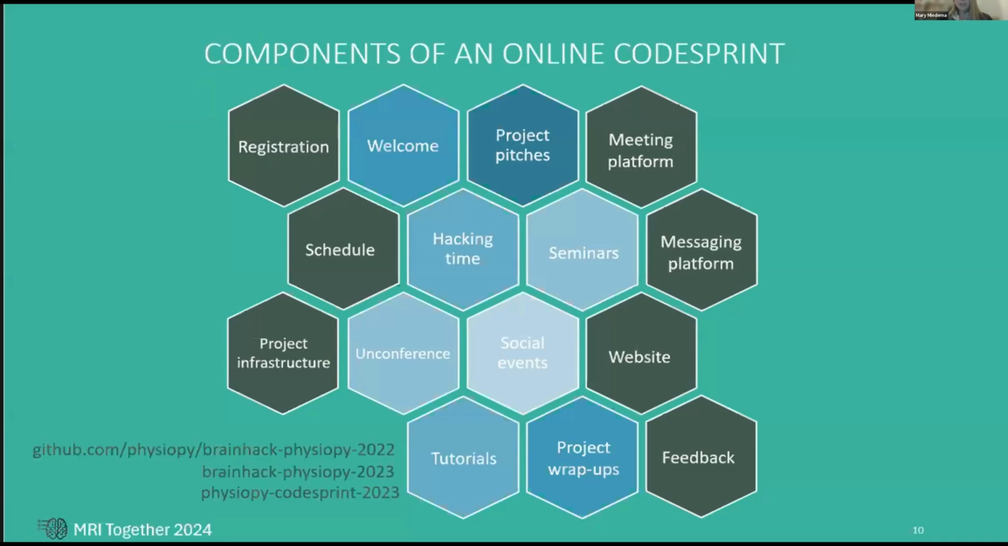And if you're curious about what this can look like, you can go on Physiopy's GitHub and check out some of the repositories that correspond to websites that were created for some of our brain hacks and code sprints. You'll see they're actually quite similar in format, brain hacks and code sprints. It's really just a difference in scope. So again, I'm going to recommend going to the brainhack.org website because they also have some great guides for setting up these kinds of events. I will say they're a little bit more tailored to running these events in person.